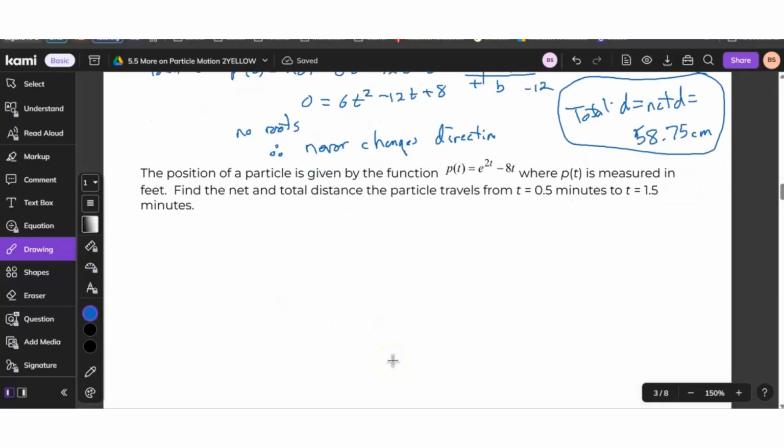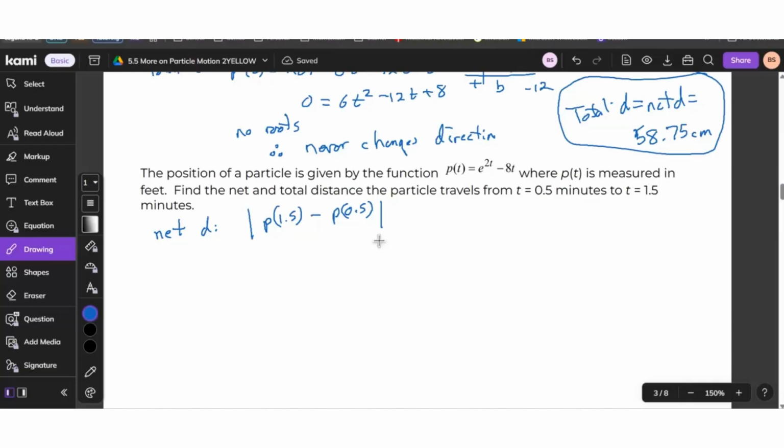All right, the position of a particle is given by the function P of t equals a new function. Wait, can we try to do this one on our own? Because I didn't understand a single thing you said. Let's do it together. Okay. So guys, if we're doing this, the net D is always just going to be the absolute value of these two endpoints. So P of 1.5 minus P of 0.5. It doesn't matter if we go A minus B or B minus A.